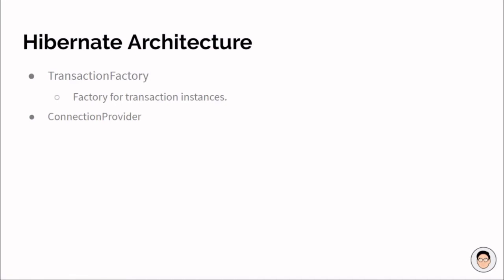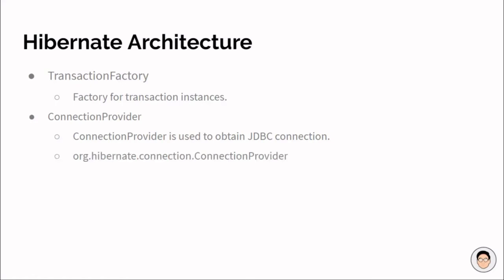ConnectionProvider is used to obtain a JDBC connection and it is not exposed to the application. Instead, it is used internally by Hibernate to obtain a connection. org.hibernate.connection.ConnectionProvider is an interface that represents a connection provider.